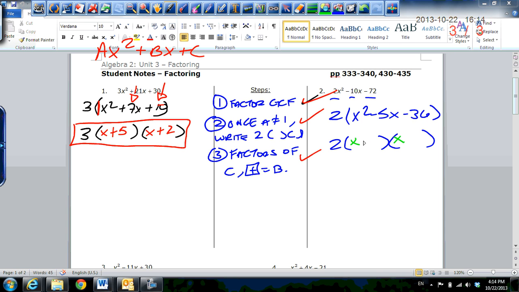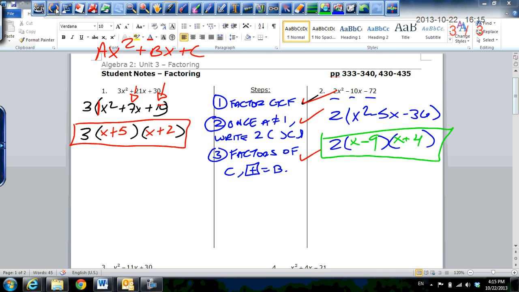But remember, one has to be a negative and one has to be a positive, because a negative times a positive is a negative. So once you get the numbers that make 36, make the bigger one negative because the b is still negative. So 9 and positive 4.